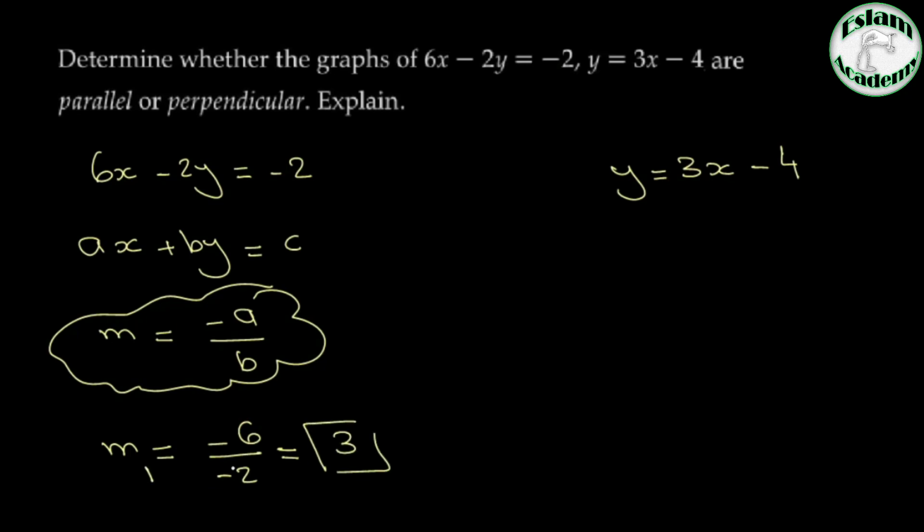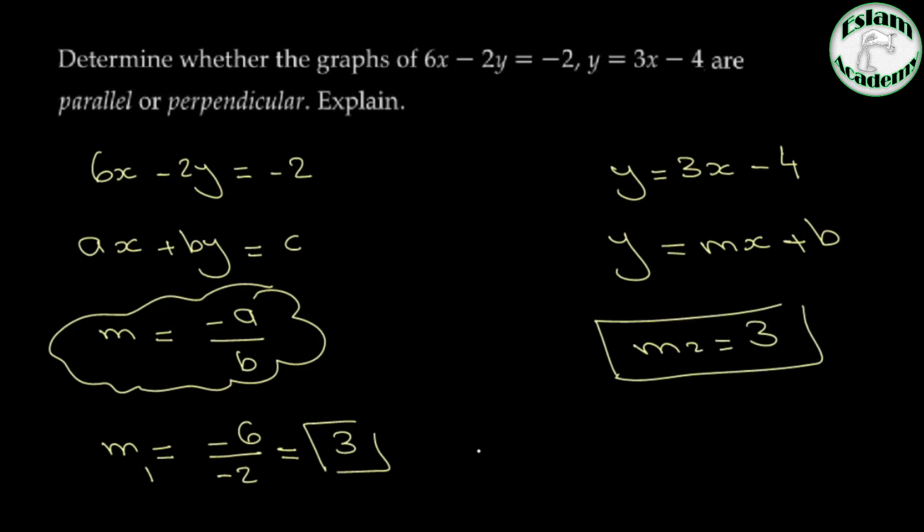That is m1. From the second line we can find the slope. This equation is written in the form of mx plus b. So m2 now will be equal to 3. Because m1 is equal to m2, the two lines are parallel.